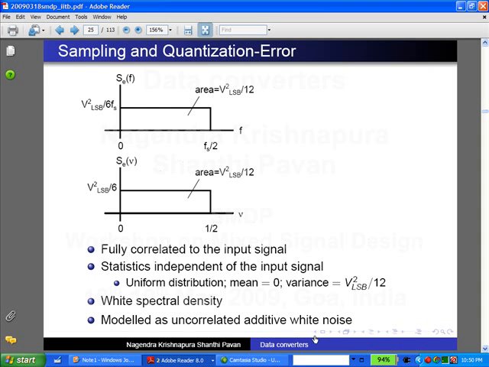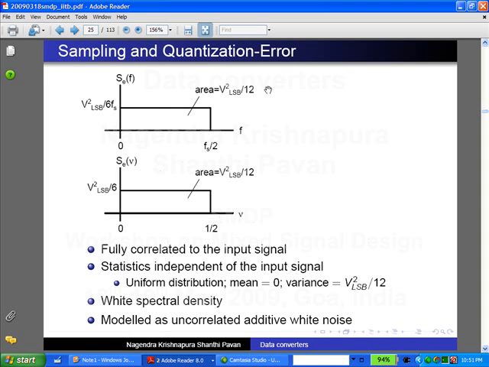Now what I have shown here is the spectral density with respect to f in hertz. Similarly, when you do calculations with discrete time, you don't use hertz, but you use this normalized frequency 0 to half. All frequencies are normalized to fs. So then also it will be uniform. The constants will change. That's all. The important thing is the area of this is VLSB square by 12, because the area under the spectral density is nothing but the mean square value. Hopefully you are somewhat comfortable with the spectral density and mean square value, then you will be able to figure this out.